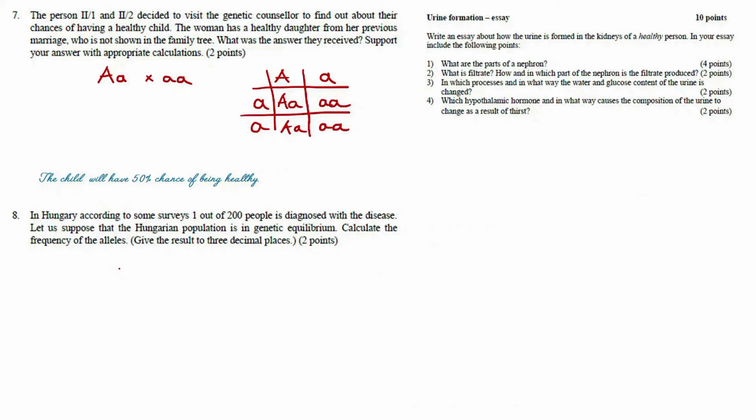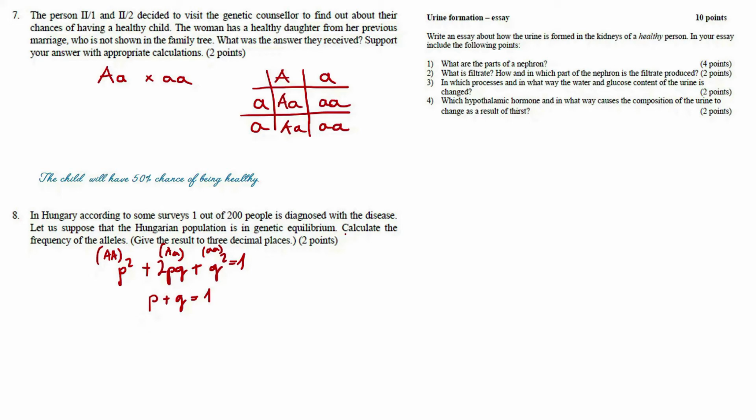So p squared plus 2pq plus q squared equals 1. And another thing you also need to remember is that p plus q equals 1, where p is the frequency of the dominant individuals. So in this case, 2pq is showing the frequency of the heterozygous genotype, and q squared is showing the frequency of the homozygous recessive individuals, like this.